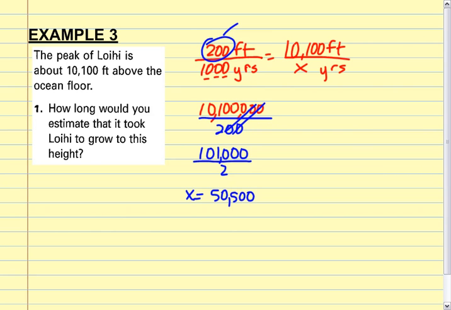But wait a minute. 50,500 what? Well, the units for x is years. It took 50,500 years for Lohi to grow to that height above the ocean floor. Okay? Now, I hope you guys get a good sense of the way we can use proportions with scales, like the Lincoln Memorial and a model, and also with rates, like the growth of this volcano into an island. All right? Great job. You're ready to get to work, guys.